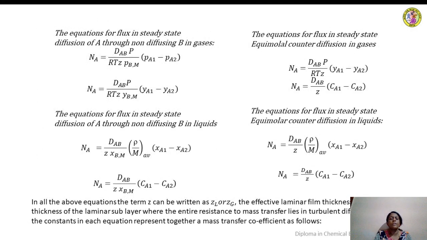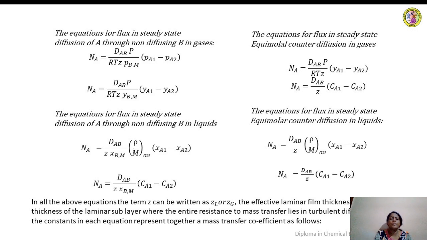Okay, let us recall all the equations derived for various cases of diffusion in gases and liquids. So under gases, under steady state diffusion of A through non-diffusing B, we derived two equations, one in terms of partial pressure concentration terms, another in terms of mole fractions. So Na is equal to DAB P by RTZ PBm into Pa1 minus Pa2 is one such equation. So in terms of mole fraction, the same equation becomes Na is equal to DAB by RTZ YBm into Ya1 minus Ya2.